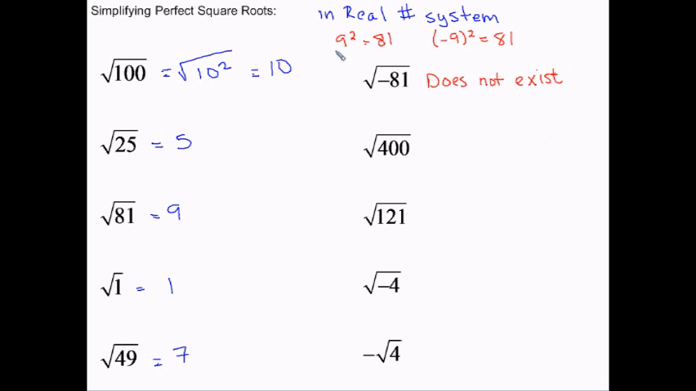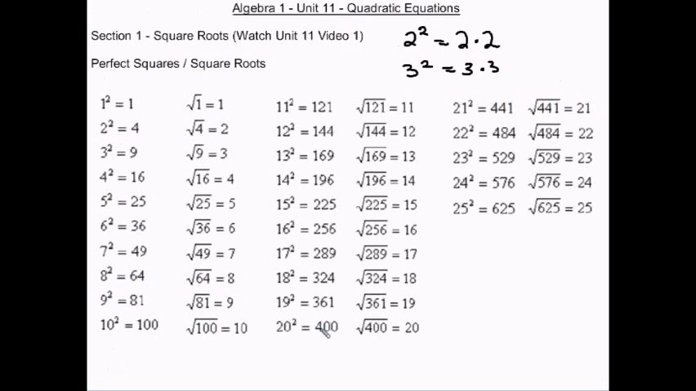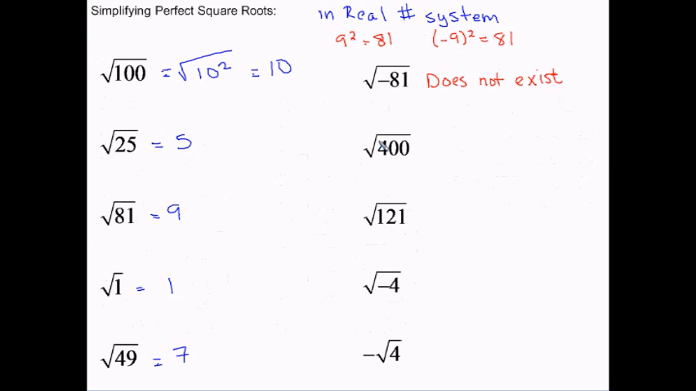400, well, we look back at that. 20 squared is 400, so the square root of 400 is 20. 121 is 11 squared, so the square root of 121 is 11. Square root of negative 4, again, we don't have negative perfect squares, so it does not exist.